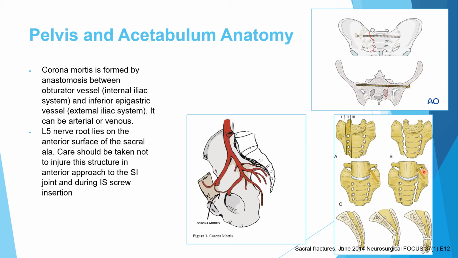So if you want to put an anterior fixation here, like a plate, it should not go more than 1.5 centimeters because it may result in injury. Also, when you're putting Hohmanns here over the sacral area, you should not put them more than 1.5 centimeters medial from the sacroiliac joint because you may injure the L5 root.